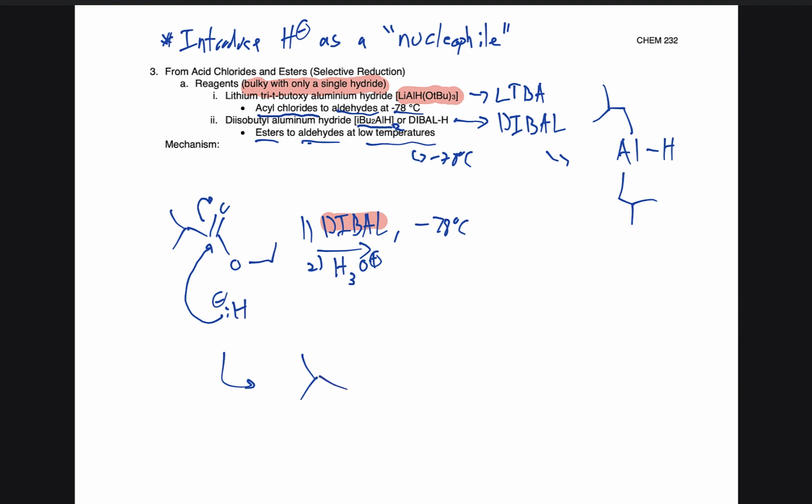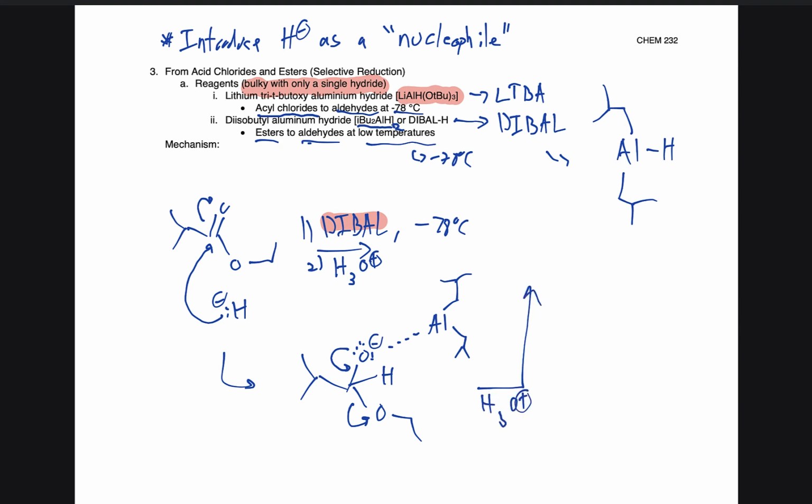And so we get to the following intermediate here, this O minus species, and this is actually stabilized, and we'll draw in the hydrogen. So we get this tetrahedral intermediate, and it's actually stabilized by that aluminum species that has kind of lost, quote unquote, its hydrogen. So this is a stable intermediate, but still a tetrahedral intermediate. And just like we've seen before with Grignard reactions, it'll condense back down in the next step when we add H3O plus to get to our aldehyde.